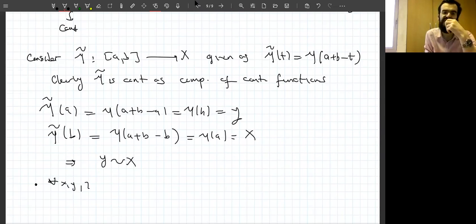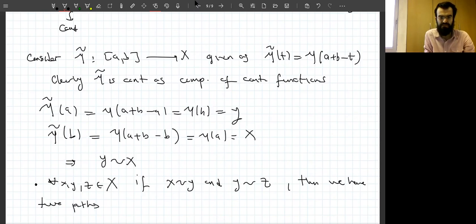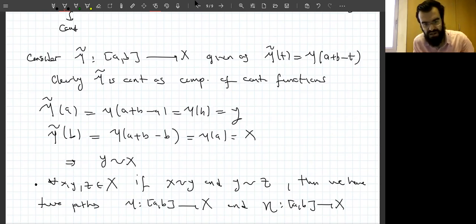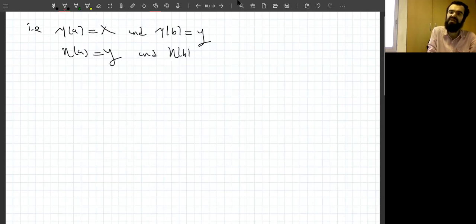For all x, y, z in X, if X related to Y and Y related to Z, we need to show that X related to Z. Then we have two paths, gamma from A to B going to X and nu from A to B going to X. Gamma is the arc joining X and Y, and nu is the arc joining Y and Z. I.e., gamma A is X and gamma B is Y, nu A is Y and nu B is Z.